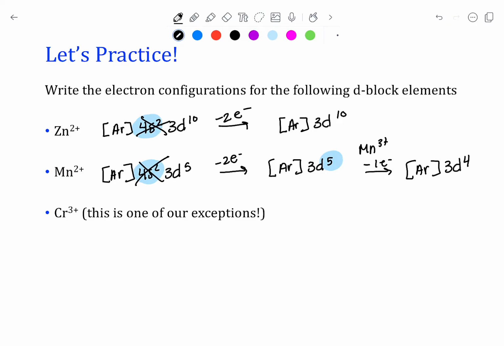Okay, so let's try our last example. This is chromium 3+, and chromium is one of our electron configuration exceptions. So take a second and see if you can remember how to write the electron configuration for chromium based on what we've talked about for exceptions in our previous lessons.